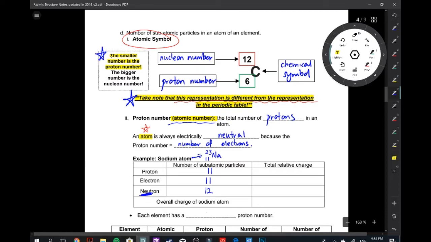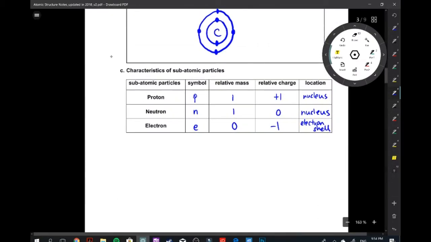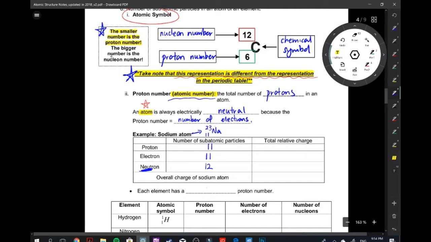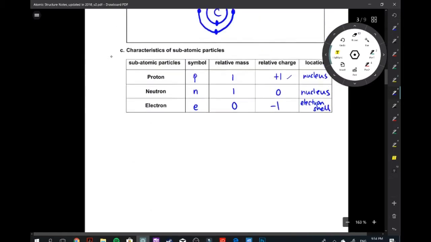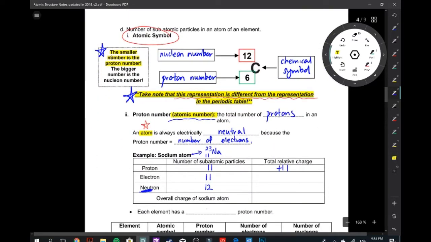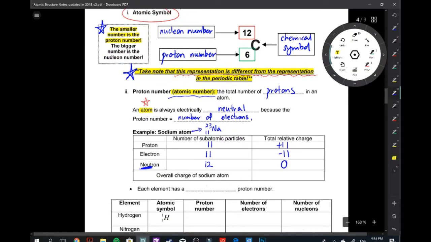Now, in terms of the total relative charge, for every proton, if you go back to the table that you drew just now, it's actually a relative charge of +1. So if you have 11 of them, that's a charge of +11. Your electrons, -1, so it will be -11. Neutrons is actually 0, is neutral. So even if you have 12 of them, the charge will be 0. Alright. And knowing that you have 11 positive and 11 negative, the overall charge is actually 0. And that's why we say that an atom is always electrically neutral.